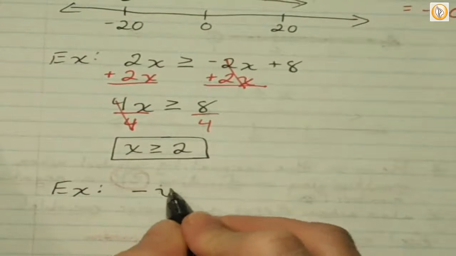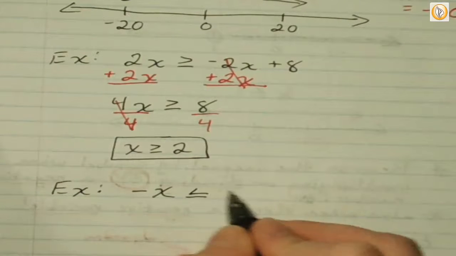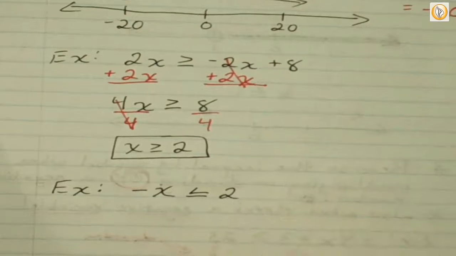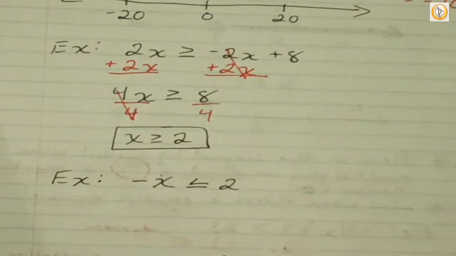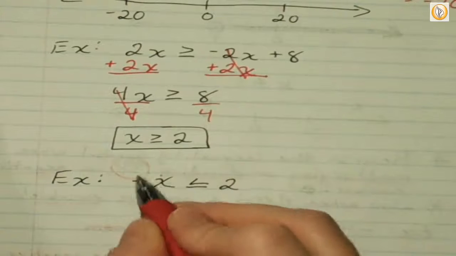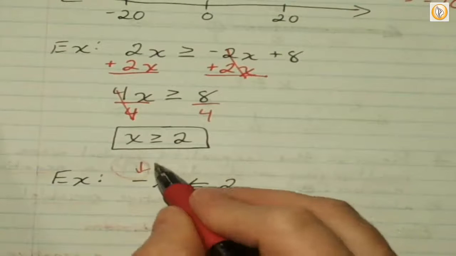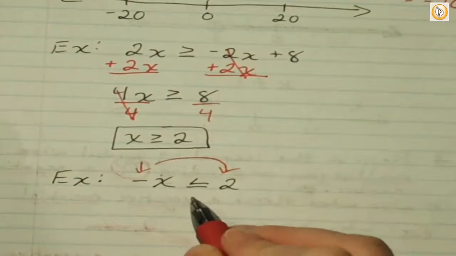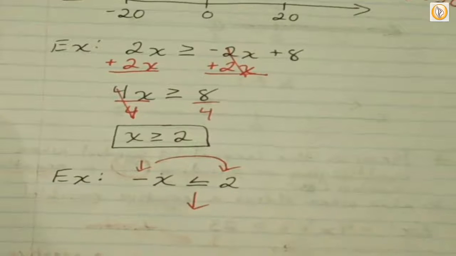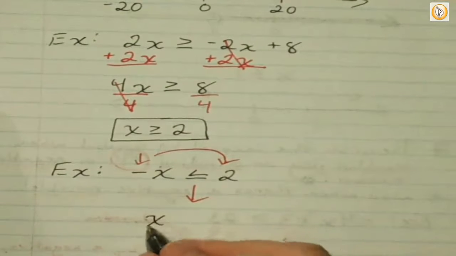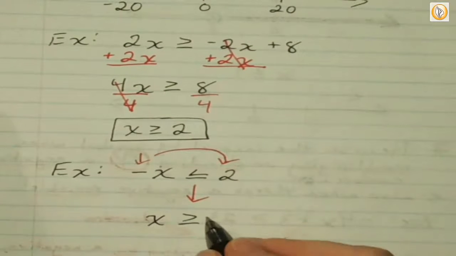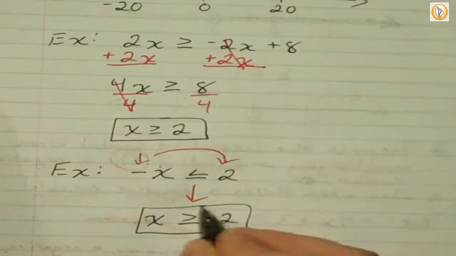Talia, you can do this one. Negative x is less than or equal to 2. Can I have a negative x here? No, just go to the other side. And what happens to my inequality? Flips. So your answer is x is greater than or equal to negative 2. Perfect.